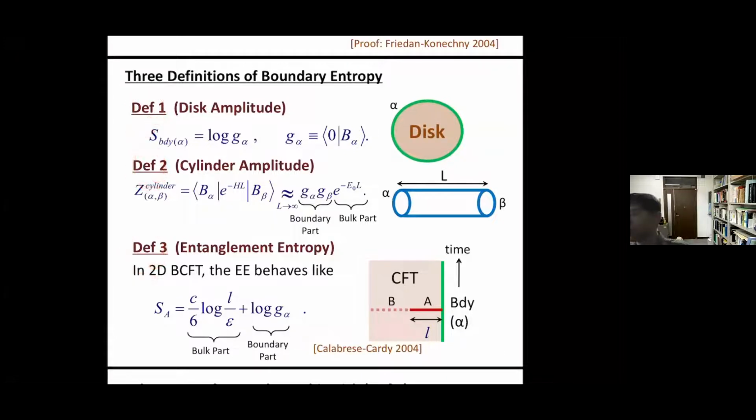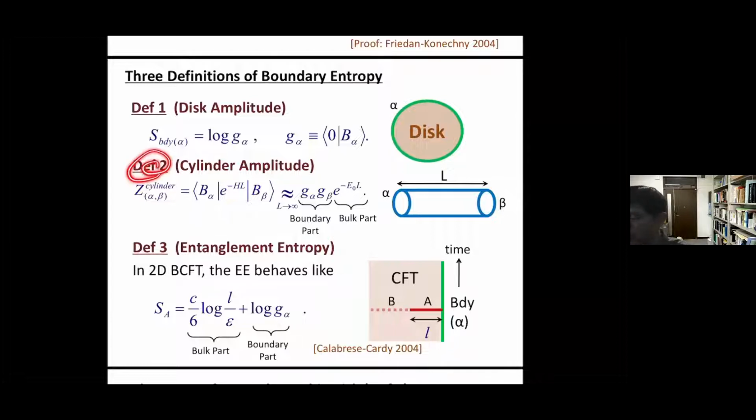The first one is the simplest one, which just says boundary entropy is log of the disk amplitude, right? This amplitude is described by the inner product of the vacuum state and the boundary state, because the boundary state is making a hole, and the vacuum state is just part of the sphere. The point is that we just take a log, and this is the entropy. The reason why this is entropy, I will explain later, so that you can understand this entropy nature from definition 3.